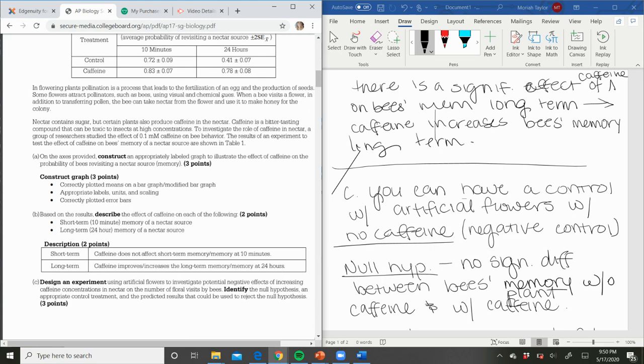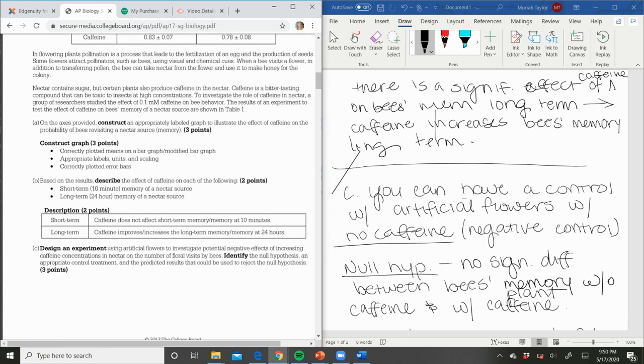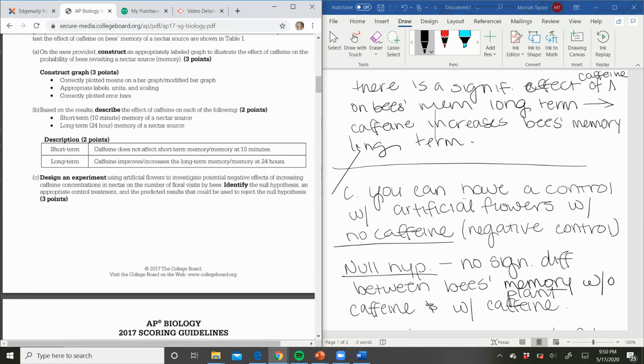Yeah, so you should have gotten points for graphing. I obviously don't think that you're going to have to graph, but you would have gotten points for the correct graph. And then describing the effect of caffeine on each of the following. So short term, you should have said that caffeine does not affect short term memory or memory at 10 minutes. And then long term, caffeine improves or increases the long term memory at 24 hours. So we did that. Perfect.